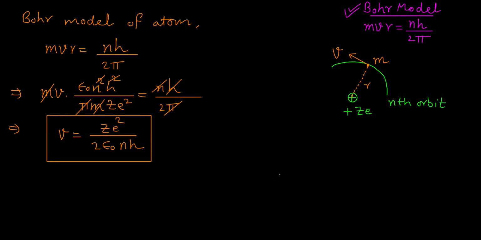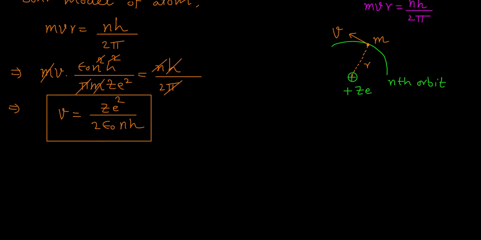A very important conclusion from this final result is that the velocity or speed of the electron in the nth orbit is directly proportional to Z divided by n. So the more the nuclear charge, the higher the speed of the electron in a specific orbit, and for a single species, velocity is inversely proportional to n. That means as you move further away from the nucleus, the speed of the electron becomes slower and slower. So electrons far from the nucleus move slowly as compared to the electrons closer to the nucleus.